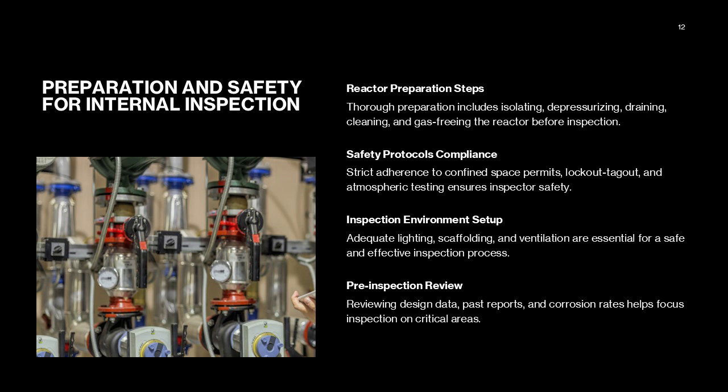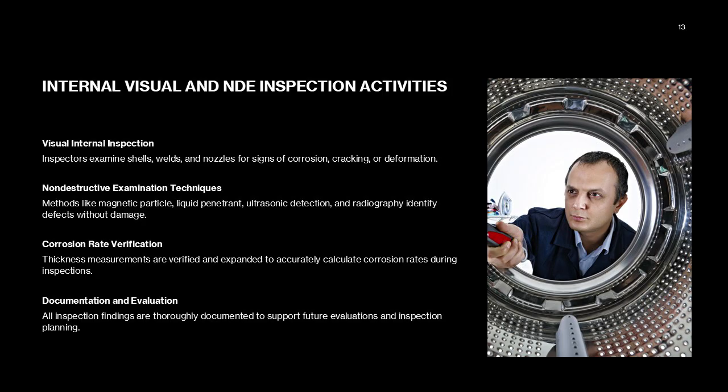Pre-inspection review of design data, previous inspection reports, corrosion rates, and known problem areas allows inspectors to focus their efforts on the most critical locations. Good preparation not only improves inspection quality but also reduces safety risks and inspection duration. Internal inspection allows direct assessment of the reactor's condition and is a cornerstone of API 510 and API 572 guidance.